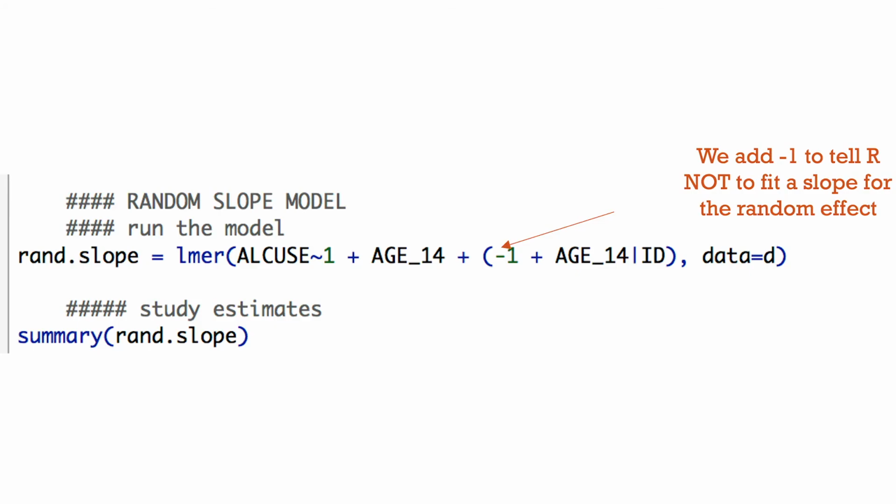And if we were to look at this in R, what would it look like? Again, we have age 14 corresponding to the fixed effect, so we are telling R that age 14 has a fixed effect. But again, within the parentheses, we have a -1, which is the way that we tell R that the slope should not be random. And we also have age 14 that is random. Age 14 here corresponds to gamma 10, and then age 14 here represents this parameter, which basically says that every individual is allowed to have their own slope.